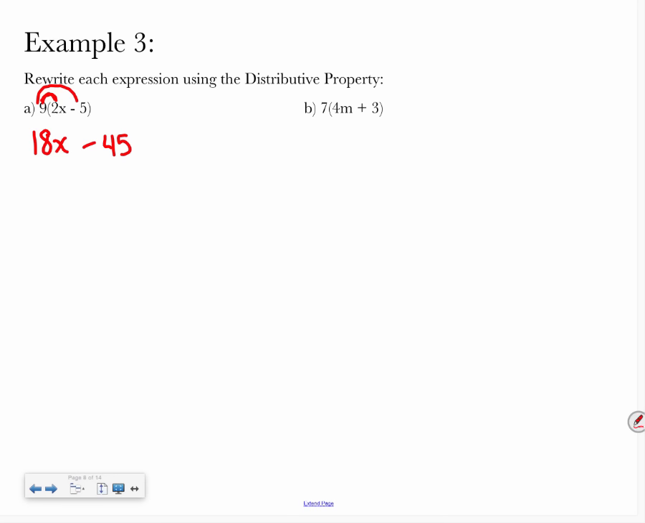And our second one, we have a 7 on the outside, and we have 4m plus 3, so I'm going to draw my first little line there. 7 times 4 gives me 28m. I see I don't have a line going to the 3 in the parentheses, so I know I'm not done. I'm going to do plus 21. And that is my final answer for that example.